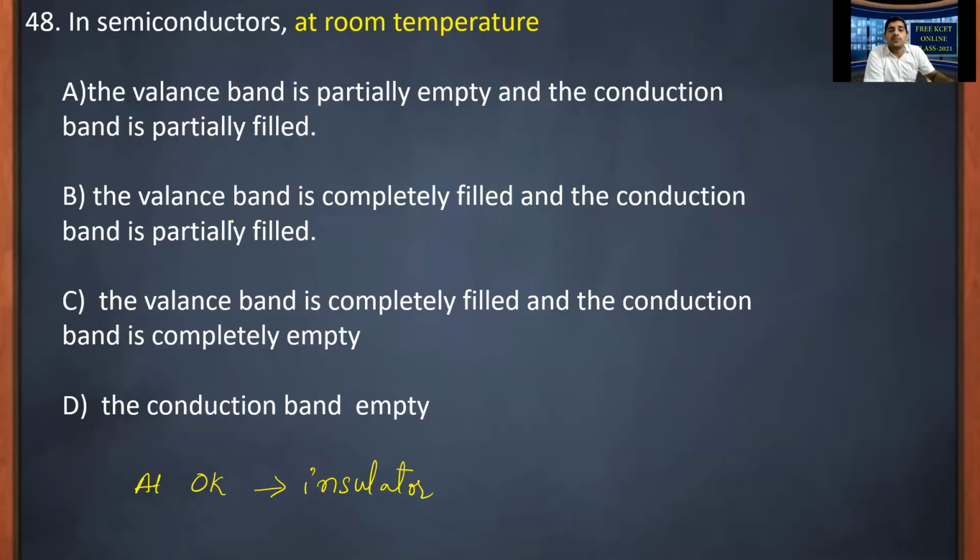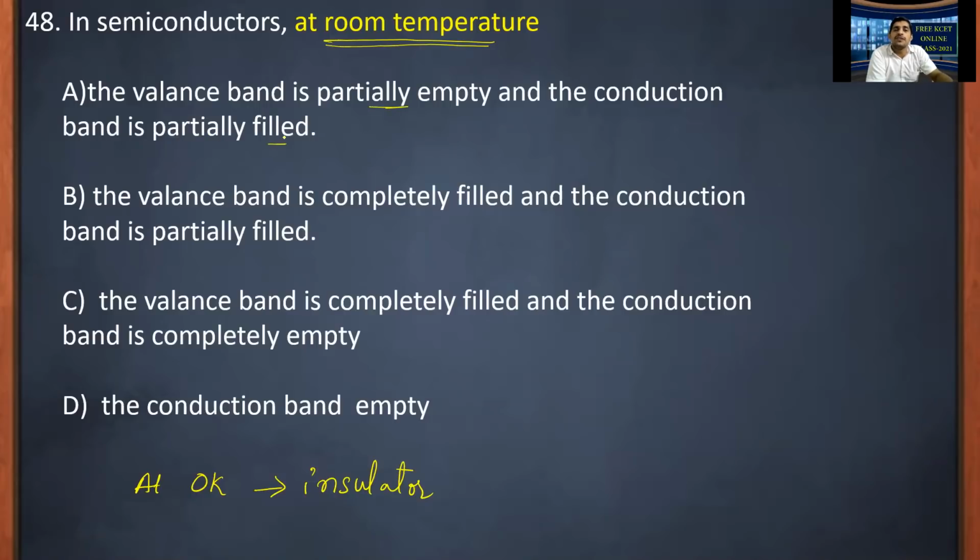So what happens when it is brought to room temperature? Due to the absorption of heat energy, a few bonds will break, and the breaking of the bonds will result in a few free electrons. So at room temperature, the valence band is not completely filled. That is, a few electrons jump into the conduction band. So the valence band must be partially empty, and the conduction band partially filled. The valence band is partially empty, okay, it's possible.